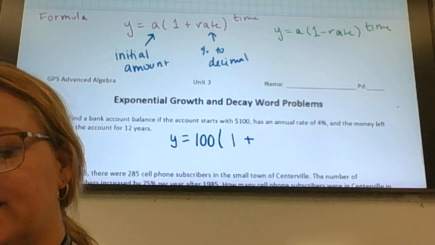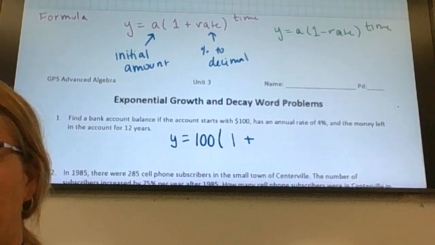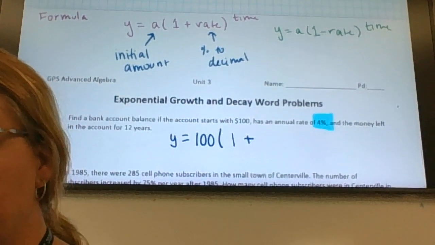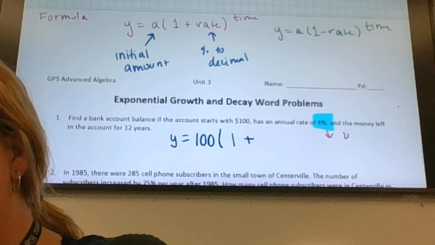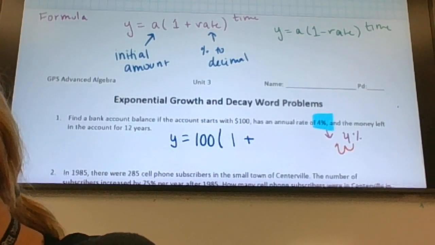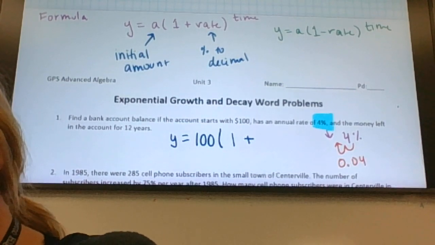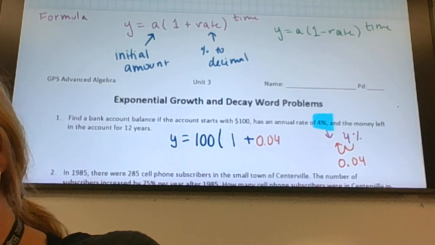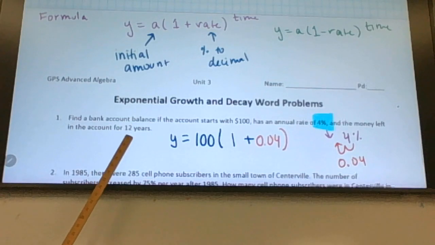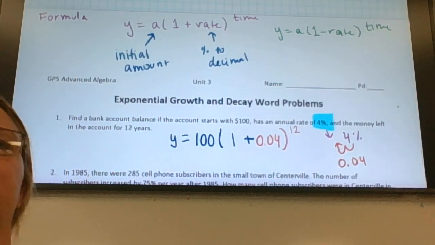1 plus. That's the formula, 1 plus. Now we have a percentage here that has to be converted to a decimal. So to convert a percentage to a decimal, we move 2 places over, and it will be 0.04. So my R value is 0.04. It says I'm going to keep my money in for 12 years. So 12 is an exponent.